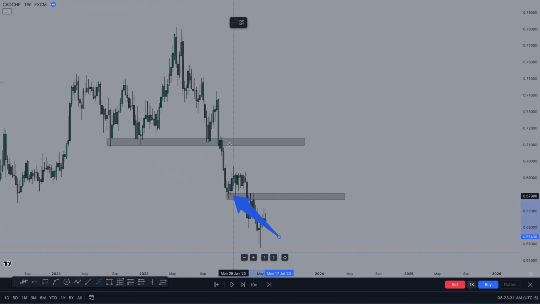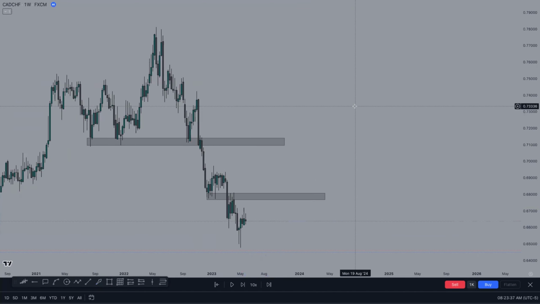So on this chart, where do I have interest? I have interest here. I have interest here. Now let's see what price does to these levels. After I draw my levels on the weekly time frame, guys, I have my levels mapped out.